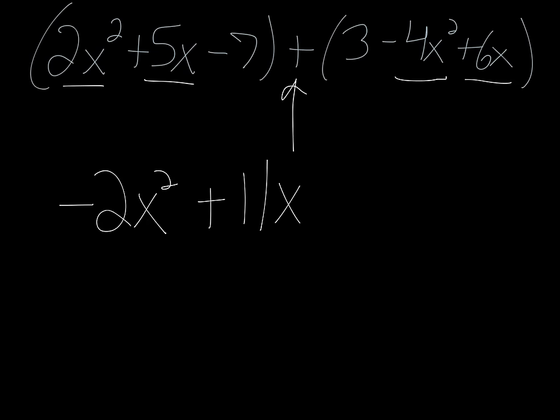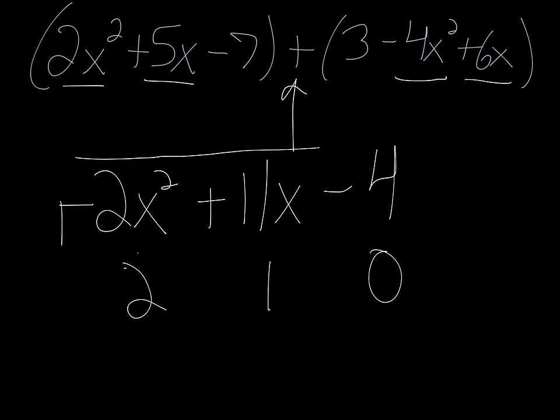And then finally, negative 7 plus 3 is negative 4, and we're done. My answer is in standard form. I go from degree 2 to 1 to 0. My final answer is a quadratic trinomial.